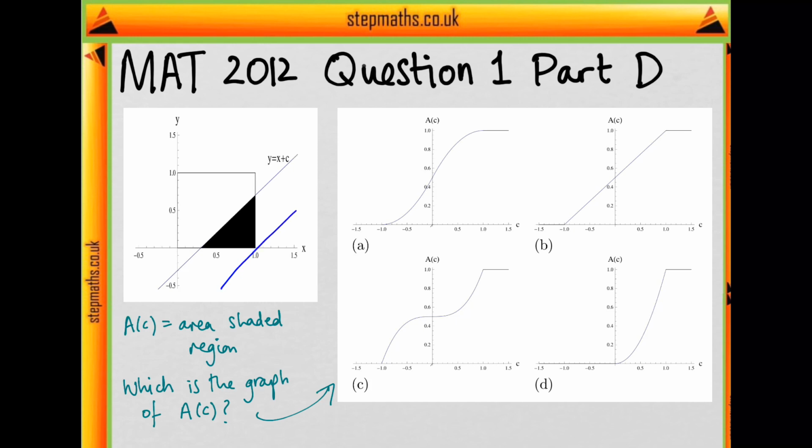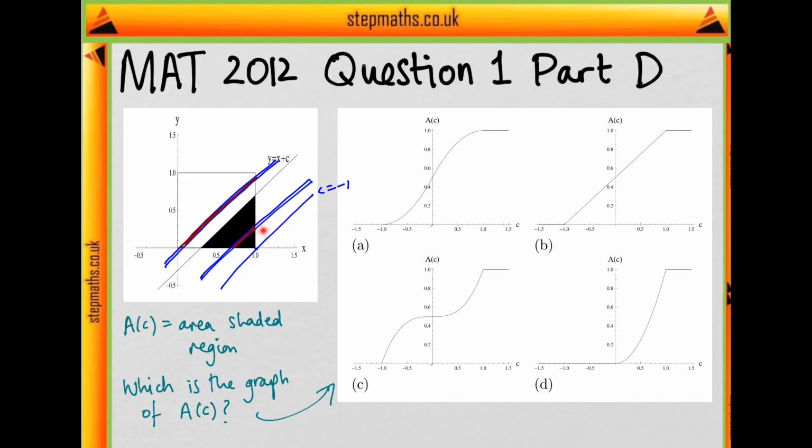When c is at -1, the area is just going to be 0 because we're only touching that point of the square. But say I had c being here and I moved it a little bit along, then the area that I'm adding on is just this little sliver. But say I had my line up here and I moved it a little bit further along, then the area I'm adding on is everything in here, and that's much bigger.